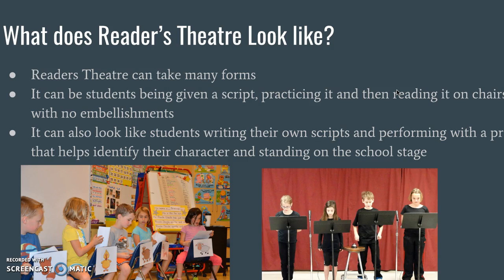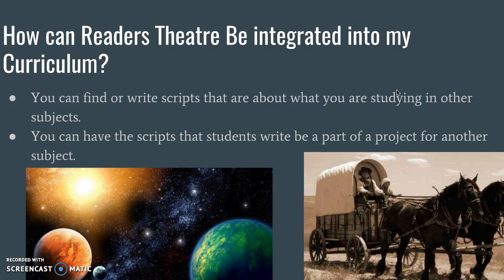What does Reader's Theater look like? Reader's Theater can take many different forms. Students can be given a script, they can practice it, and then they can read it in their chairs with no embellishments, or you could have students write their own scripts, perform them with props that identify their character, and stand on the school stage. Really, Reader's Theater can be adapted to the activity that you're doing and to your classroom and how your classroom runs, and be very effective in any of its many forms.